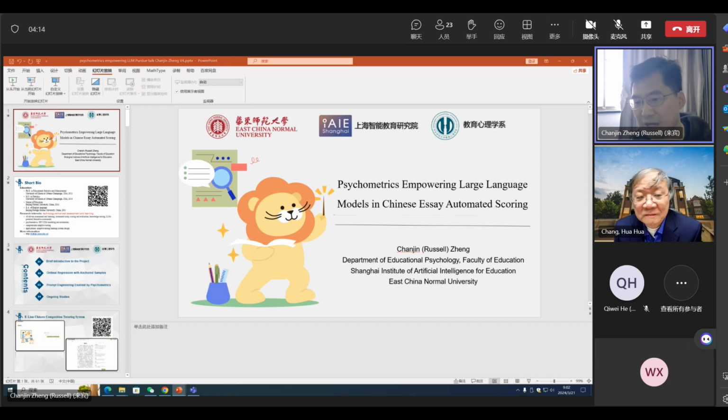My name is Chanjin Zheng. I'm from the Department of Educational Psychology, Faculty of Education, and also from the Shanghai Institute of Artificial Intelligence for Education. Both of them are housed in East China Normal University. You can see this cute lion here, right? It's the mascot for our university, and also the logo for the project I'm going to talk about today.